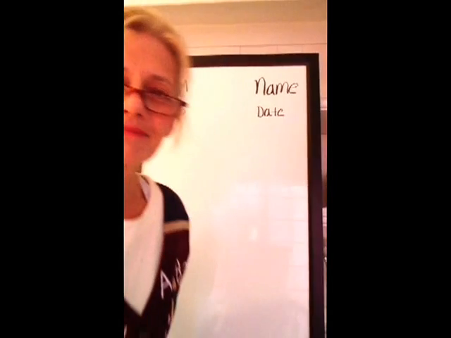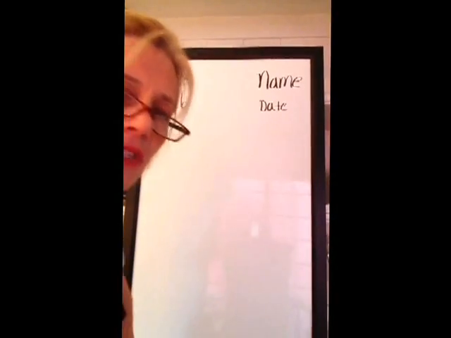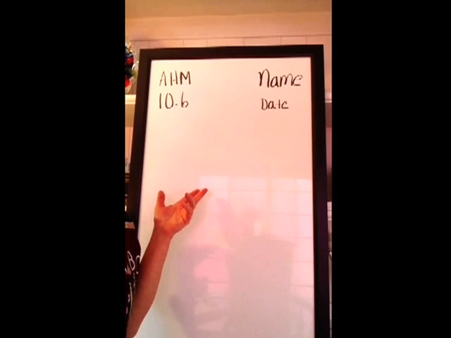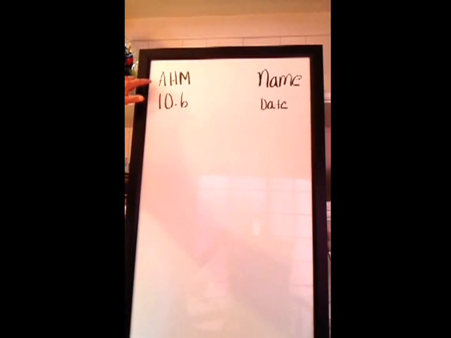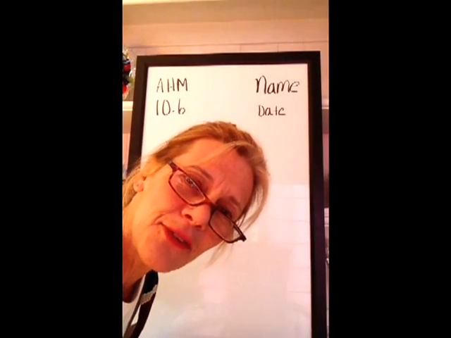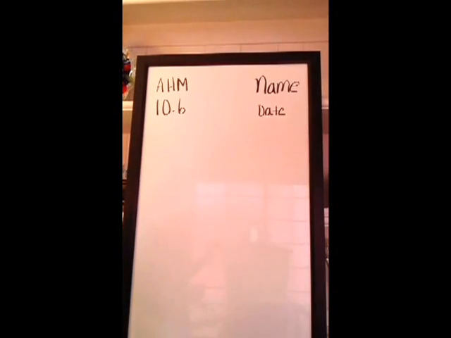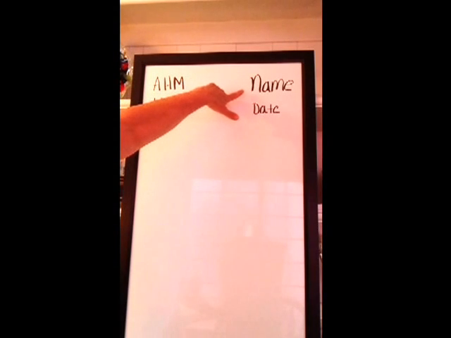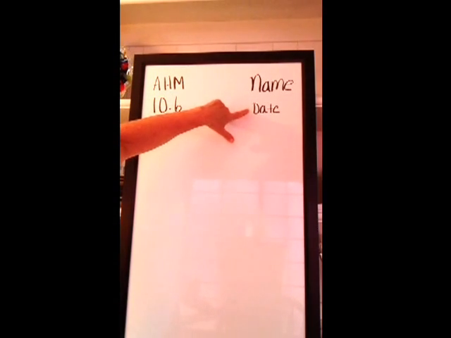You're back. Very good. We'll start with labeling your paper. Right in the upper left-hand corner, AHM. Do you know what that stands for? At-Home Math. We're going to be working on lesson 10.6, so write that. And on the right-hand side, your name and date.